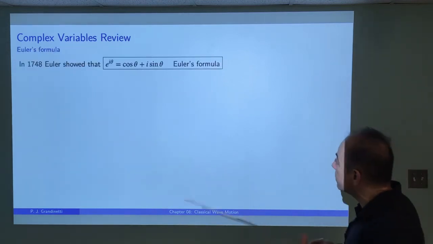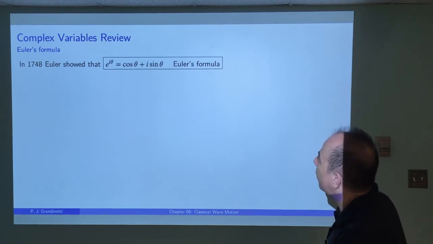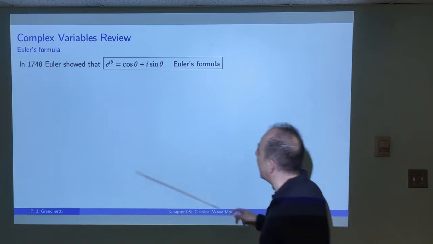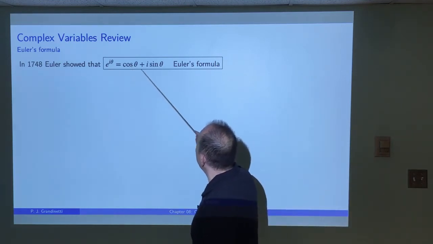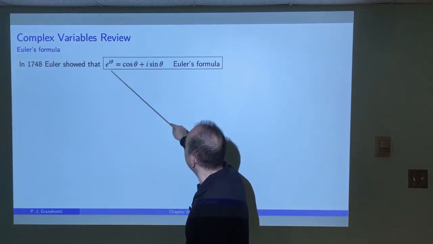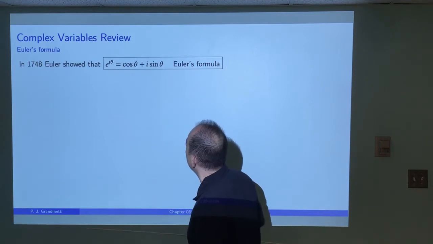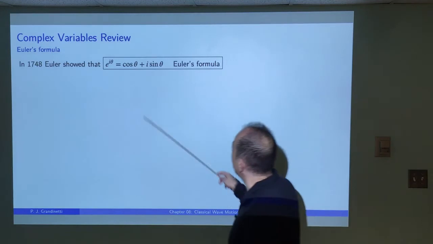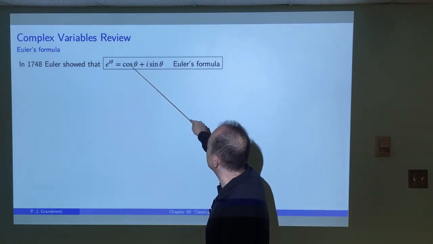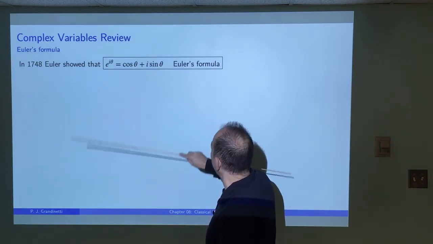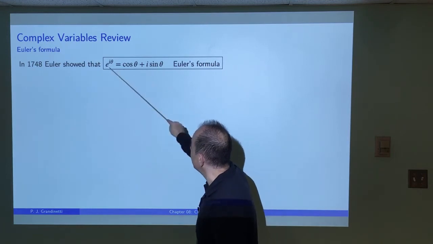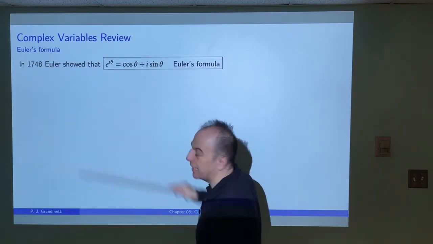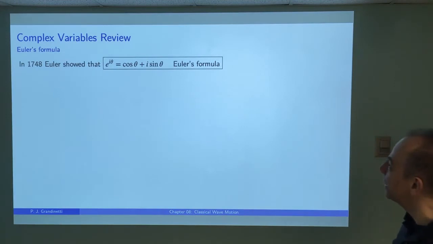So what makes it really important is this thing called Euler's formula. Euler in 1748 showed that you can take cosine theta plus i sine theta, and it will actually be equivalent to e to the i theta. Now you can prove this to yourself by just doing a Taylor series expansion of cosine, a Taylor series expansion of sine, plug into this expression and show that you get the equivalent to the Taylor series expansion of the exponential e to the i theta there.